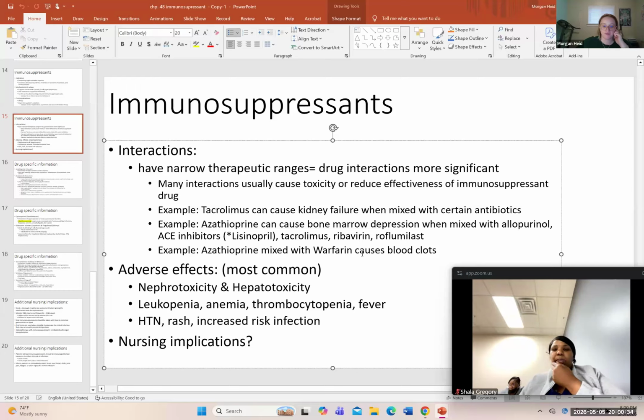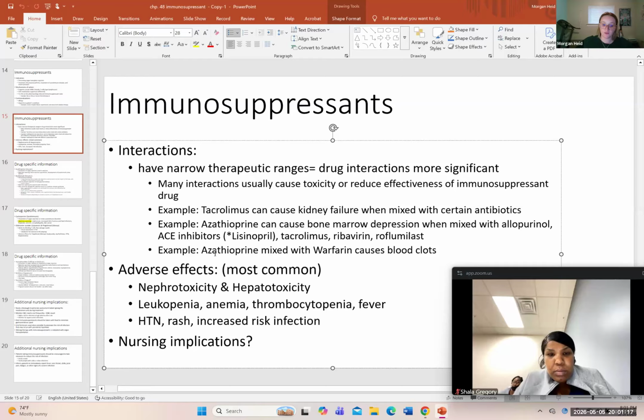Okay. This other one, I'm not going to pretend like I know how you say that. Azathioprine, something like that. This one can cause bone marrow depression. So it will decrease my bone marrow's ability to produce red blood cells, white blood cells, and platelets. If I mix it with allopurinol, which is for gout. If I mix it with an ACE inhibitor like lisinopril. Or if I mix it with any of these, which are also immunosuppressants. Questions about that?